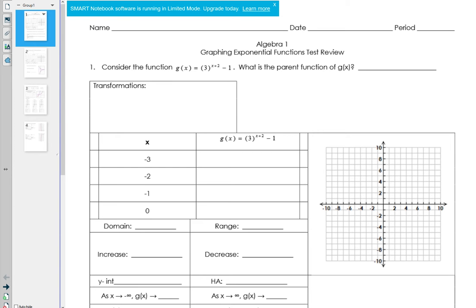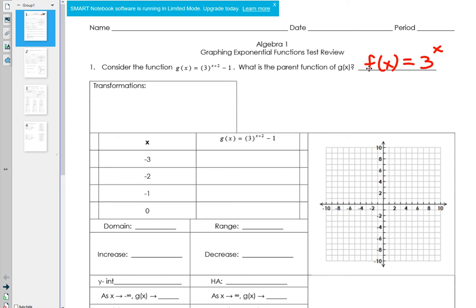Consider this function. What is the parent function of g of x? Parent function means just a function with no transformations. If I were to rewrite this and let's call this f of x, what would it look like? What is that same function but with no transformations? f of x is equal to 3 to the x. If there's no transformations, it would just be the base and the x.